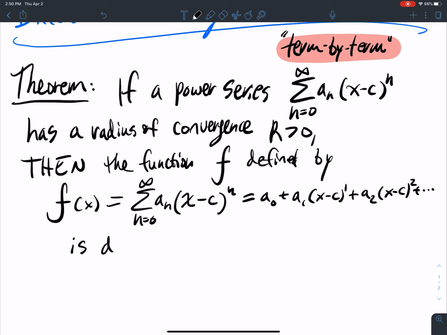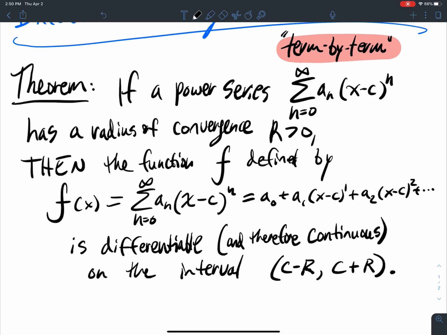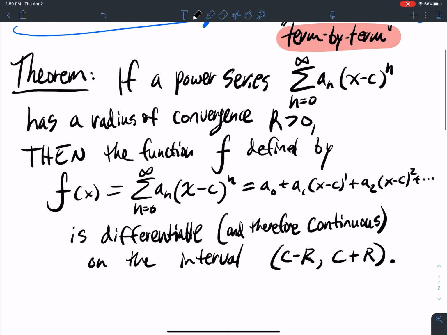is differentiable and therefore continuous. If it's differentiable, then it's continuous. Get that for free. On the interval of convergence, c minus r to c plus r. That interval of convergence. And what do we have here?